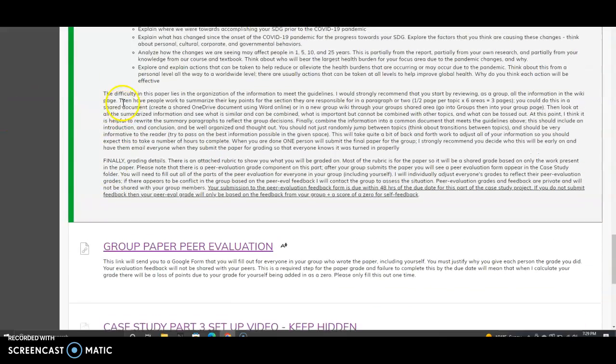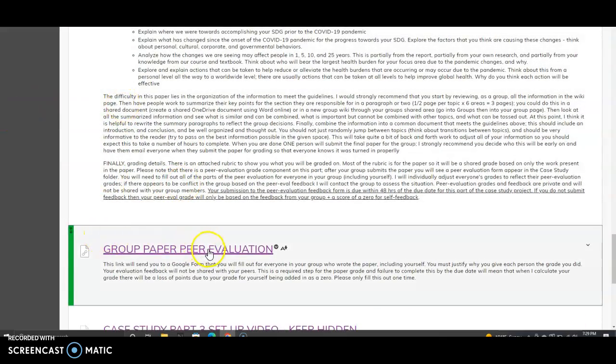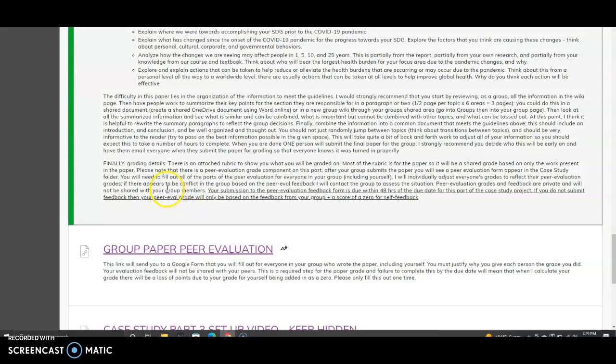This is the key piece, the group paper peer evaluation. Many times over many semesters that I've taught this course, this step is forgotten. So please understand that if you don't turn a group evaluation in, you will get a 0 for that. So this is a large part of your grade, and you'll see this underlined here.